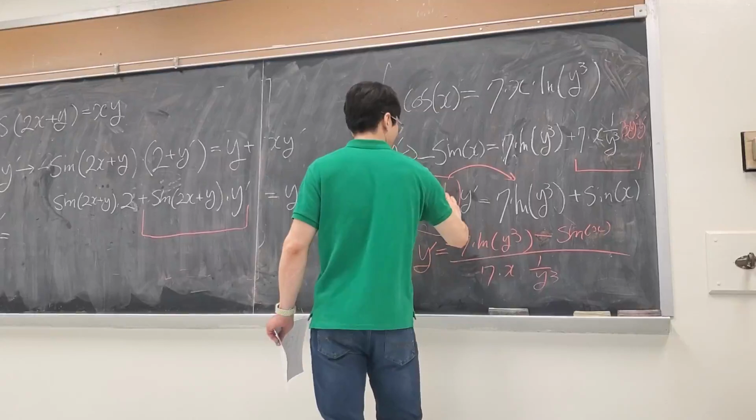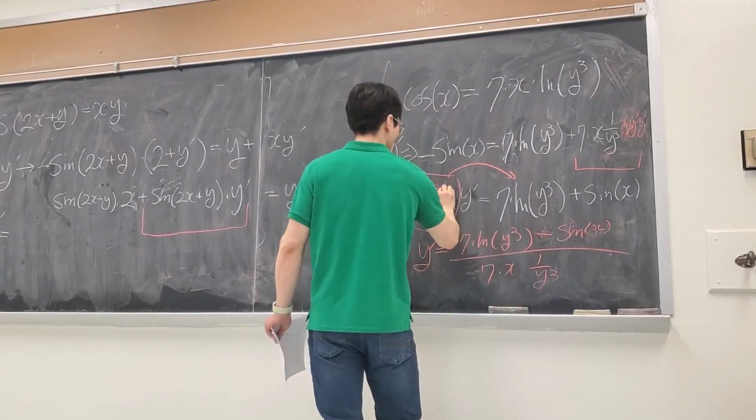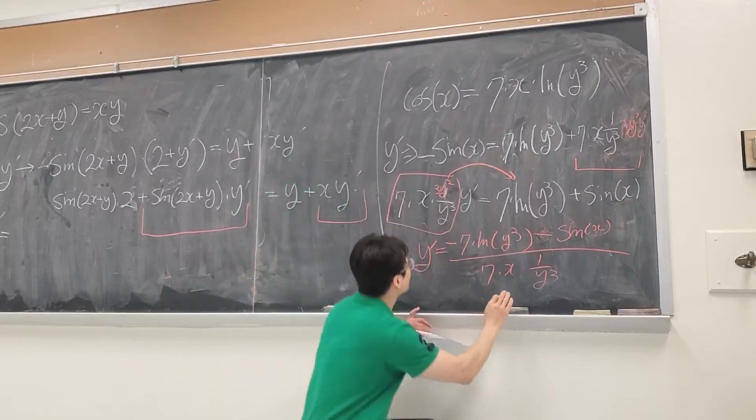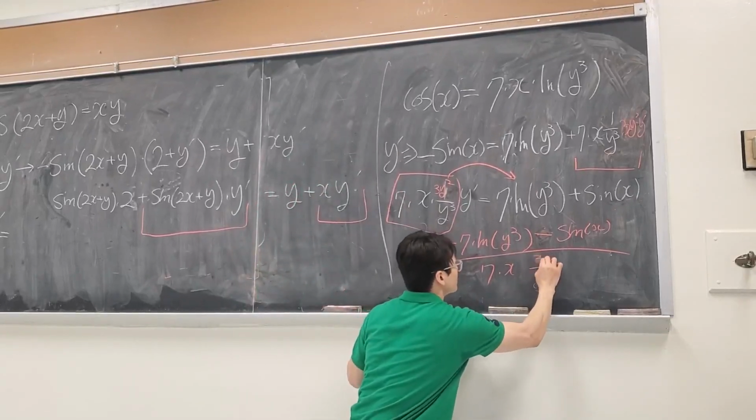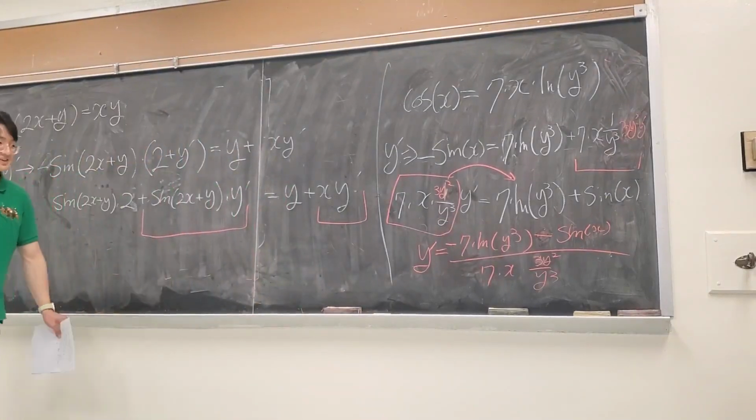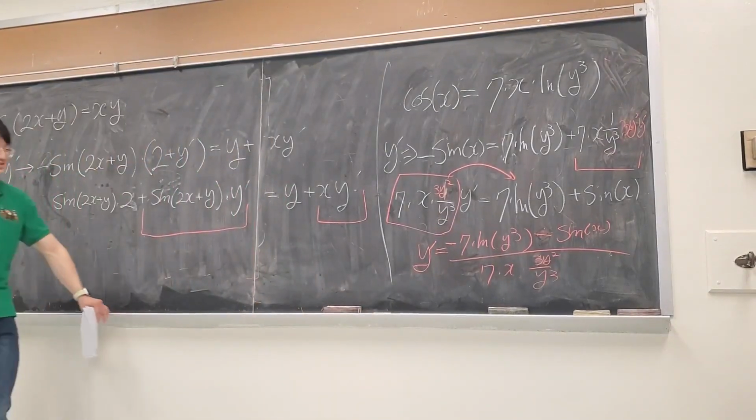So it would be 3y squared. Is it right? Sorry guys, I was trying to rush.